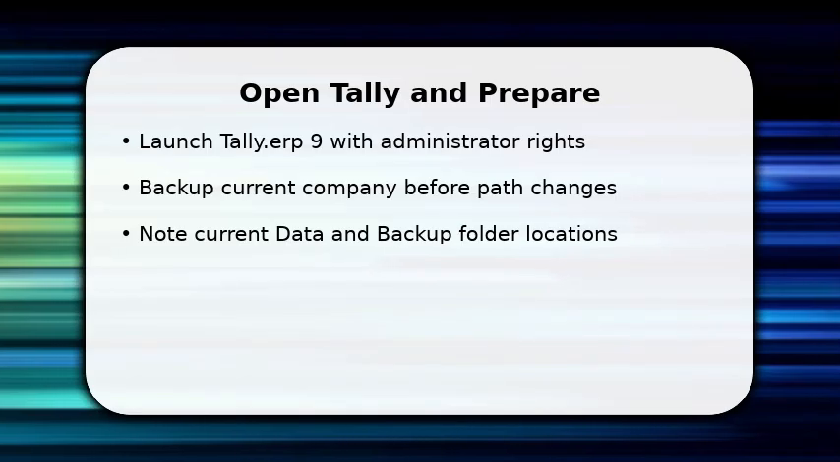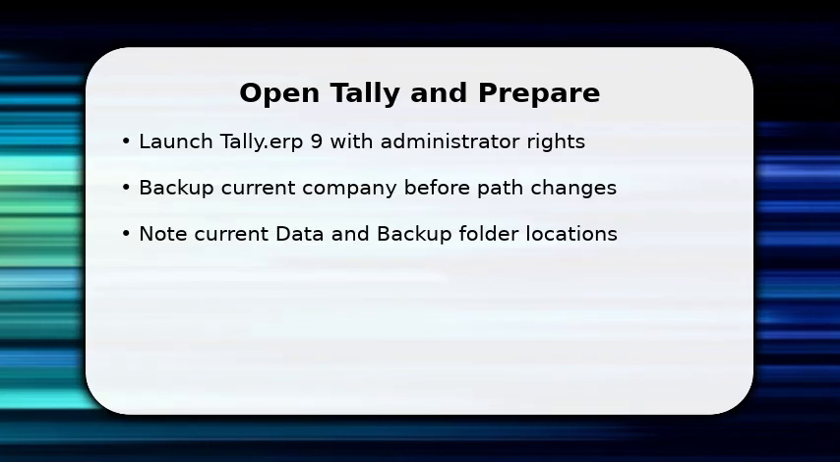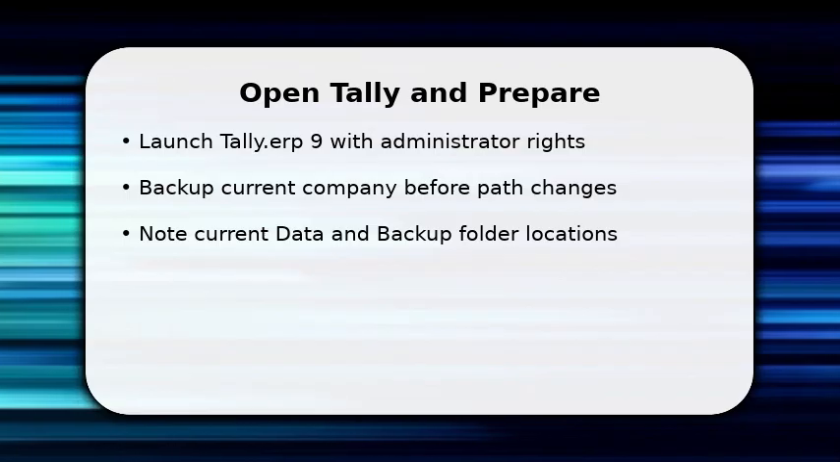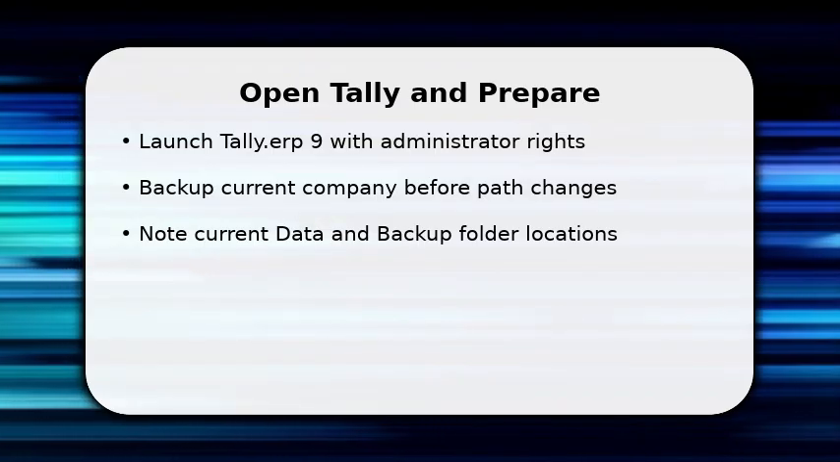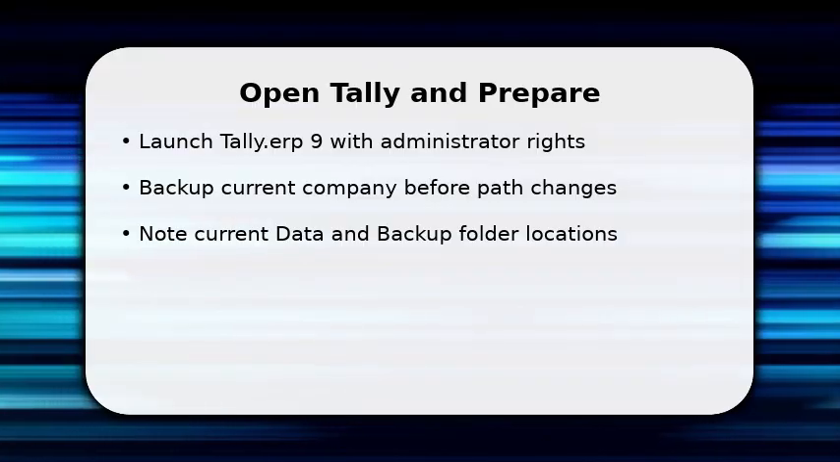Enjoy the video. You start by opening Tally ERP 9 as an administrator so you have full access. This prevents permission errors later. Once the application is running, immediately create a fresh backup of the company you will modify because changing paths can risk file availability. Make sure you note both the current data and backup folder locations, write them down, or copy the paths. Doing this now saves time and gives you a fallback, so proceed only after you have the backup and path notes.